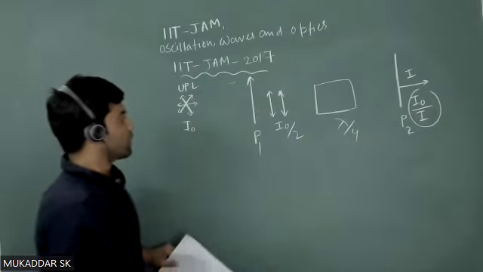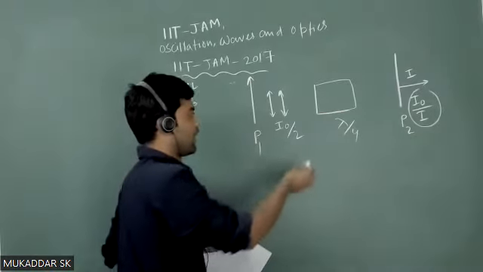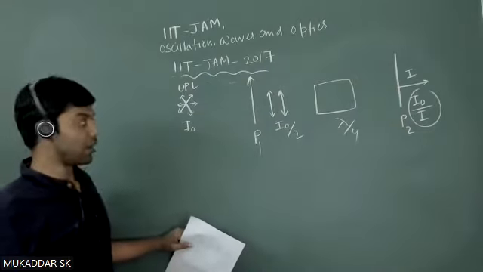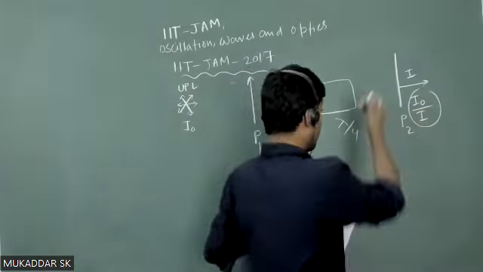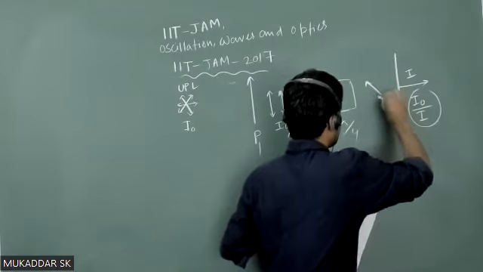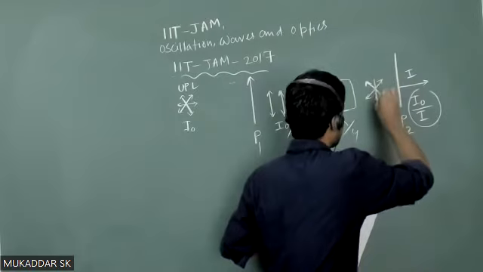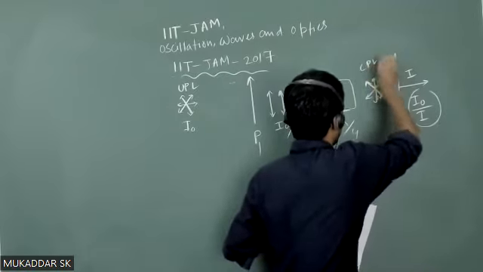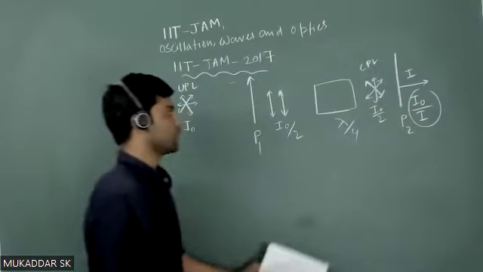Now this ray will have a polarization axis like this, and it is incident on the quarter wave plate at 45 degrees. So obviously the outgoing ray will be circularly polarized light without any change in intensity. This is not unpolarized, this is circularly polarized light, with intensity I naught by 2.